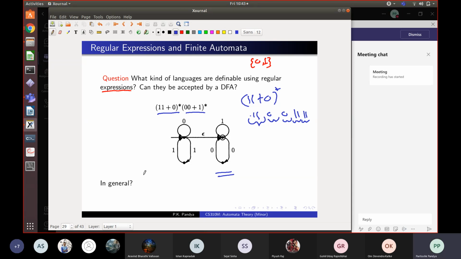So what do you think? Can matching for the language of any regular expression be done using a DFA or not? What is your guess?